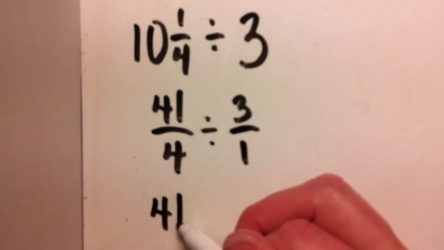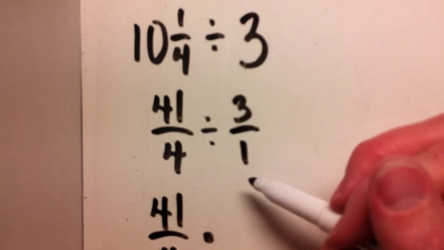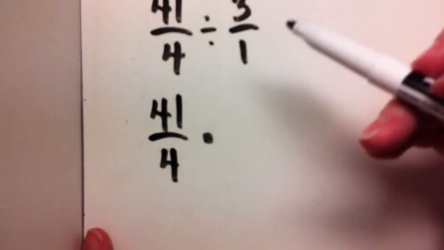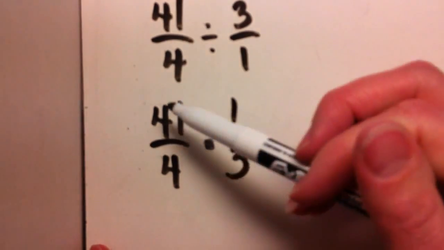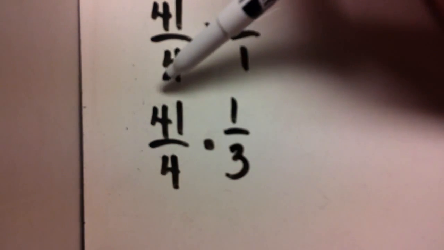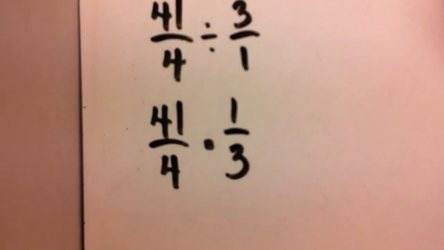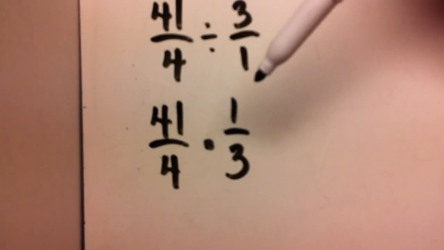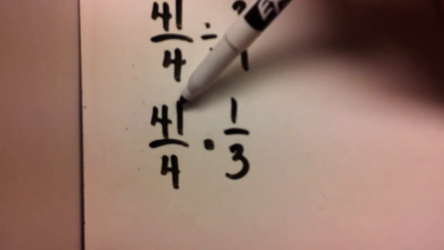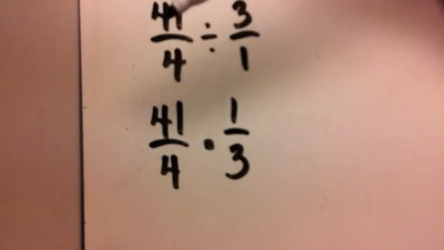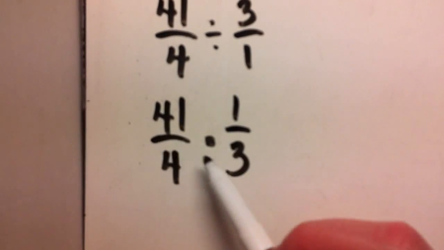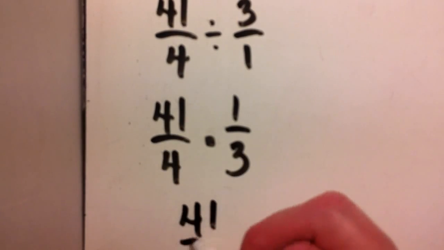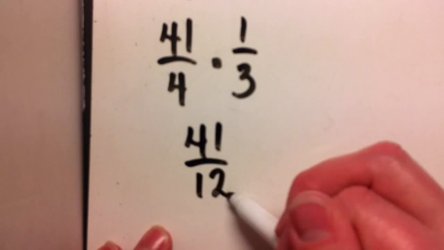Now rewrite it with multiplication of the reciprocal. So 41 over 4 times, instead of 3 over 1, it's going to be 1/3. Now I can look at 41. Let's see if it's divisible by 3. If you remember from the video where I did multiplication, I said a trick for divisible by 3 is you add together the digits. So 4 plus 1 is 5. 5 isn't divisible by 3, so 41 isn't either. So I'm just going to multiply. 41 times 1 is 41. 4 times 3 is 12.